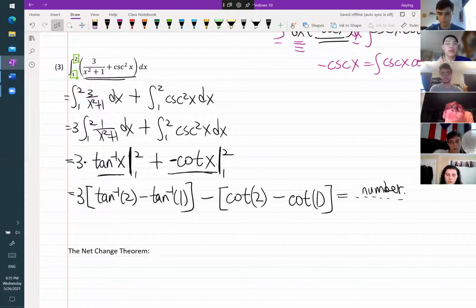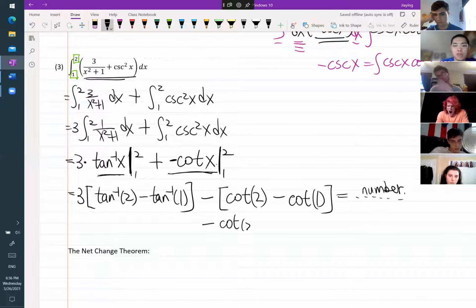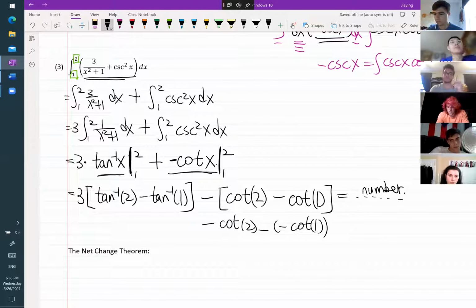It'd be positive cotangent 1. Because Ryan, I think you're right, but the way I wrote it, I kind of factored out the negative 1. So the negative sign I did not carry with cotangent. So you can write this as negative cotangent of 2 minus negative cotangent of 1. So that will give you a positive cotangent of 1. I think that's what you meant. So either notation is fine.